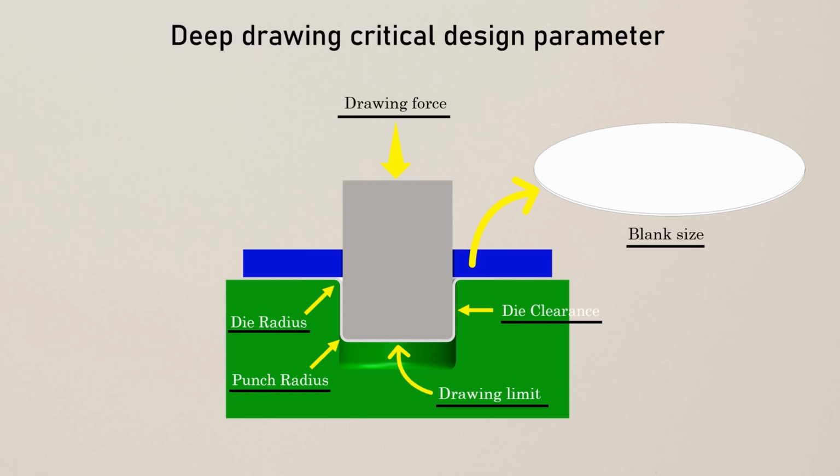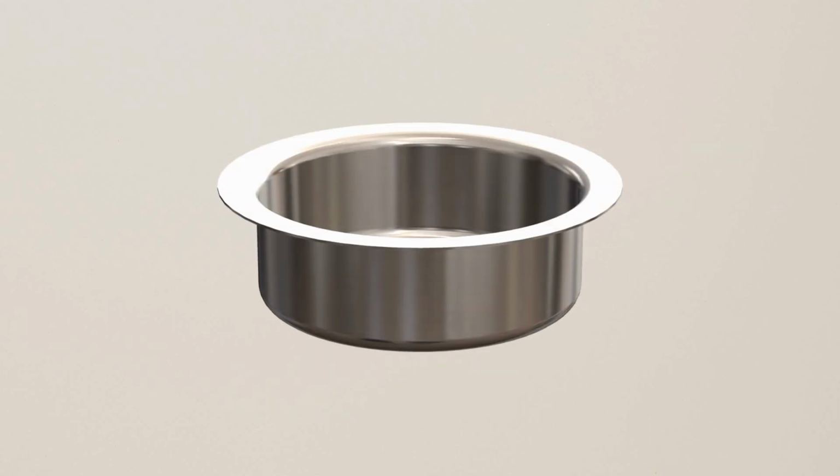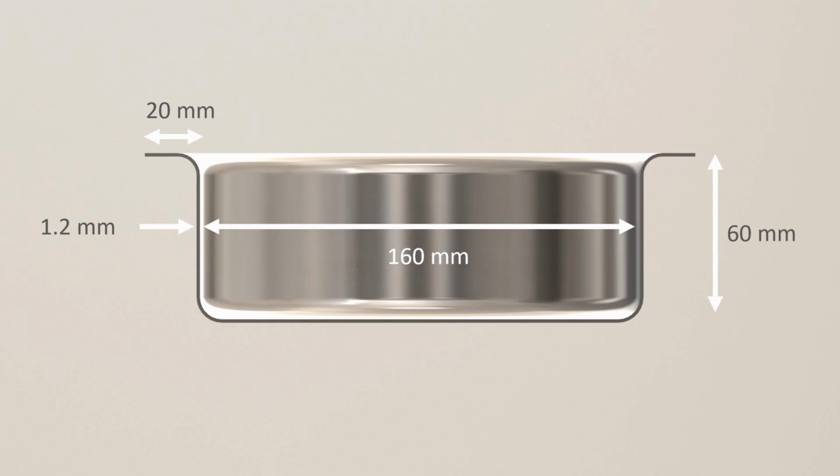So to make this practical, let's say we are designing a simple stainless steel cup, a container, by the deep drawing process. So this is the required size of the cup. The inner diameter is 160 mm, depth is 60 mm, the flange is approximately 20 mm, and the sheet thickness is, let's say, 1.2 mm.